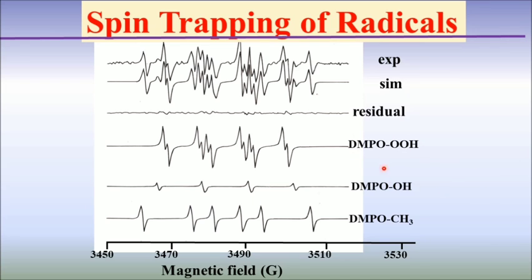And also, if a mixture of free radicals is formed, we can do spectral simulation. I have shown how the ESR spectra is simulated in my last video. Using spectral simulation, we are able to determine a mixture of free radicals formed from experimental spectra.